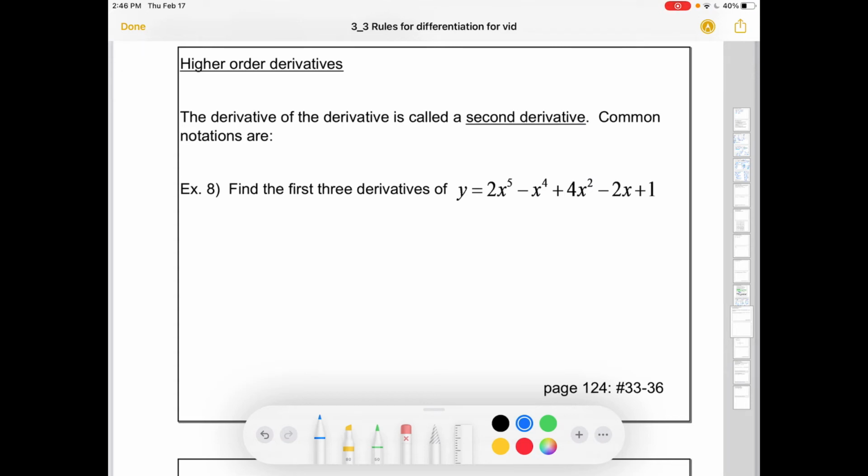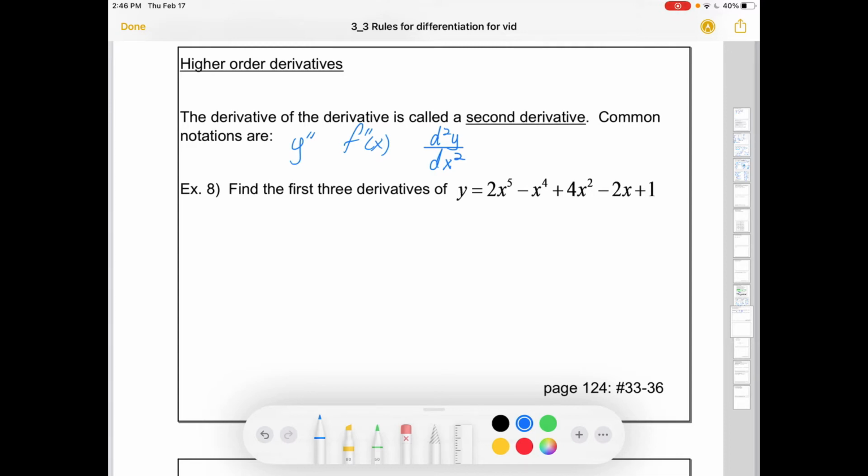Higher order derivatives. This is going to shock you, but the derivative of the derivative is called a second derivative. So here are some common notations. You might see y double prime, or f double prime of x, or in Leibniz notation, you're likely to see d2y over dx2. And that will look weird because we'd expect the square to be in the same place on each of them. But there are good reasons for the units for leaving it the way it is.